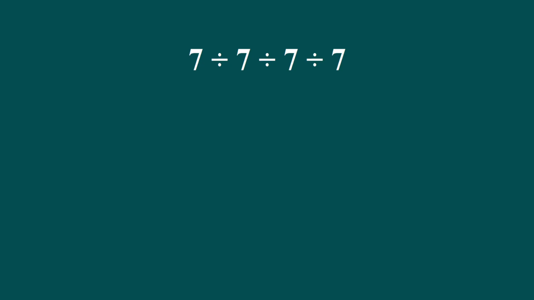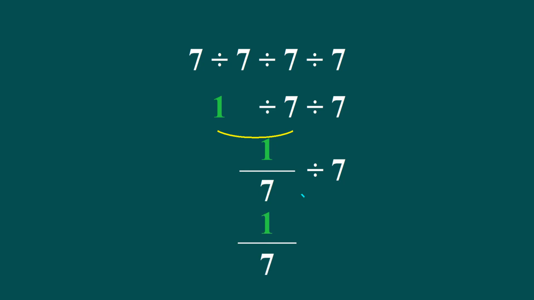So we have first this division, 7 divided by 7 equals 1. So we have 1 divided by 7 divided by 7, and we can write this part as 1 over 7 divided by 7. So we must keep the first fraction 1 over 7 and change division to multiplication times. Then flip the second fraction 1 over 7 which equals 1 over 49. And this is our final answer for this problem.